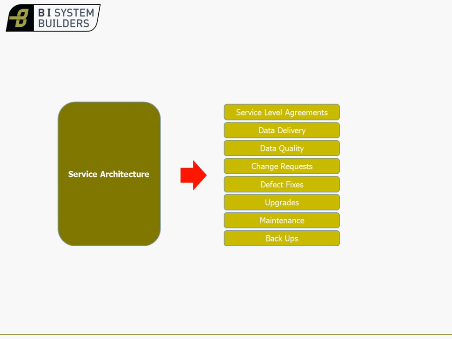What about upgrades? Have you agreed with the business that you'll upgrade to a new software as soon as it's released? Maybe. How will the system be maintained? What's the acceptable downtime? And think about backups. What are the backup agreements? So under your service architecture, list all the service level agreements and make sure that your BI solution architecture is a solution which will deliver and be able to meet those service level agreements.